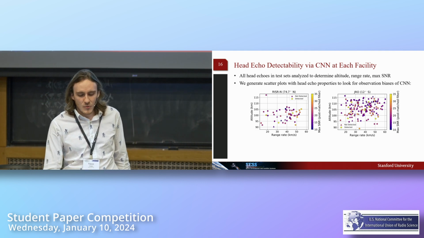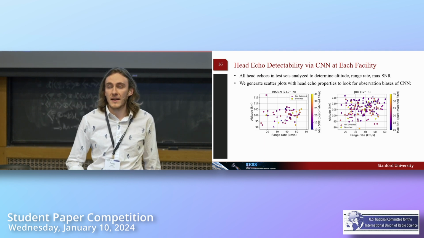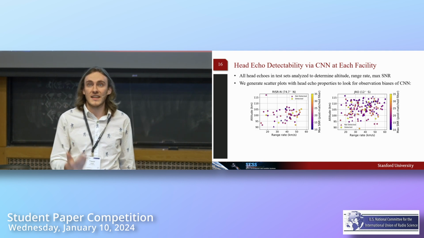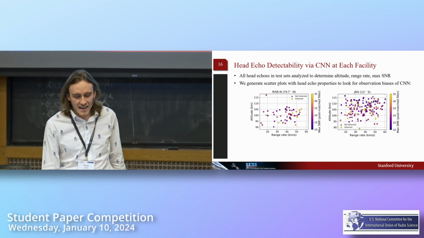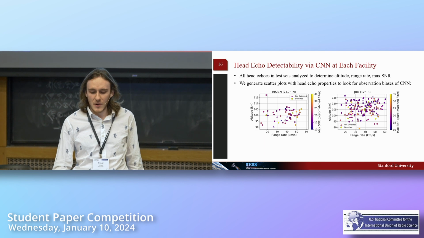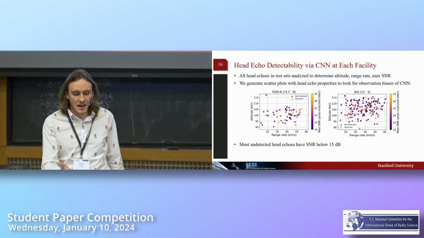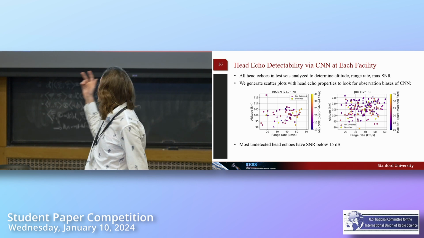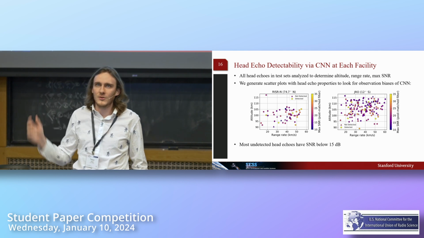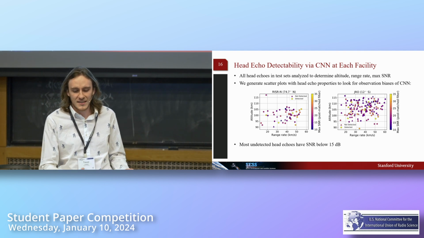And also then we have different labels on these scatter plots depending on whether or not the neural network detected them. Circle if it was detected and a triangle if not. What we see is that the only observation bias of our method from this plot is that weaker head echoes do tend to be missed more often, but you can also see that there's not very many triangles in these plots, which is good. We're detecting most of the head echoes.